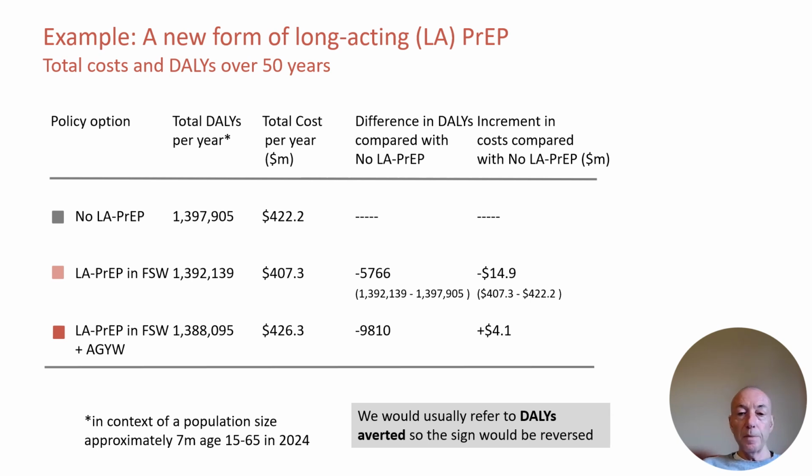So what about the costs? So in the final column here, we've got the costs. And you can see that for the pink policy of introducing it in sex workers, the overall costs in the whole population, including in people living with HIV, are actually lower than they were without introduction of PrEP, 14.9 million lower. Whilst with the red policy, with introduction in adolescent girls and young women as well, there is an increase in costs overall. So it's 4.1 million higher cost as a result of introducing the policy.